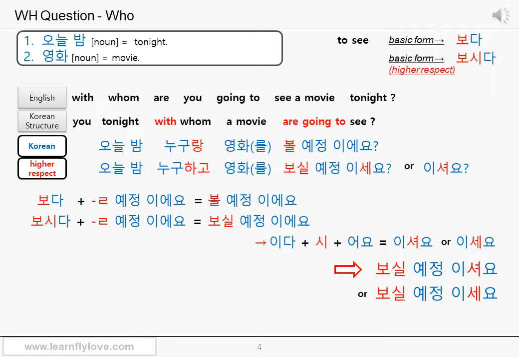Yes, this is a higher respect form already, but we can make it even more polite. Let's turn the 이에요 part into a higher respect form. It's 이셔요 or 이세요. You know how it became 이셔요, don't you? We already learned about it several times. So, 보실 예정이셔요 or 보실 예정이세요 sounds very polite.